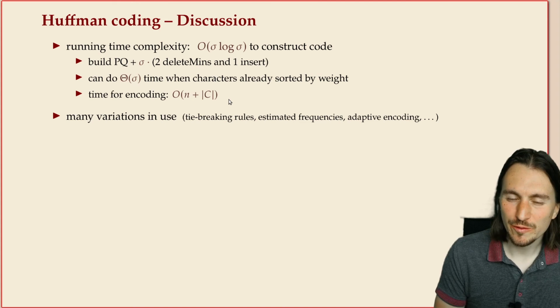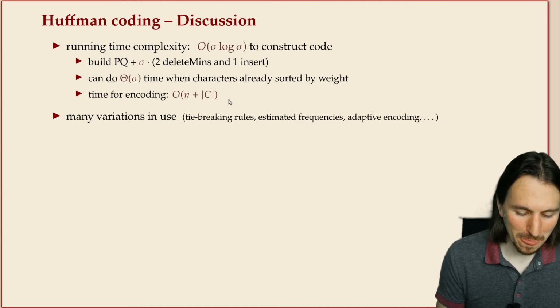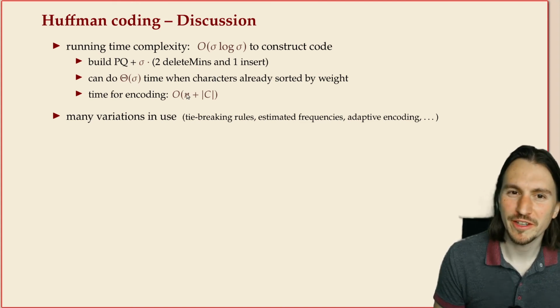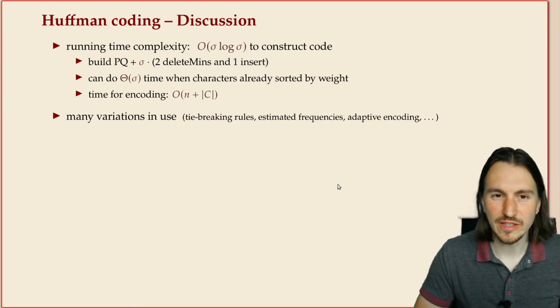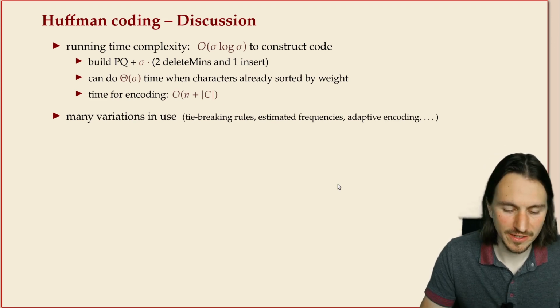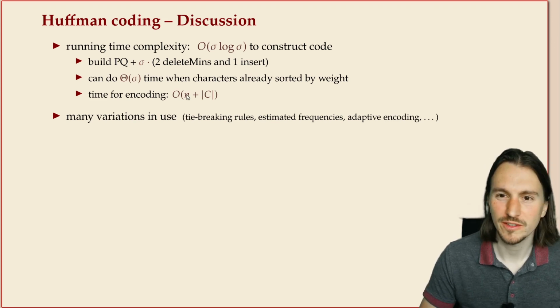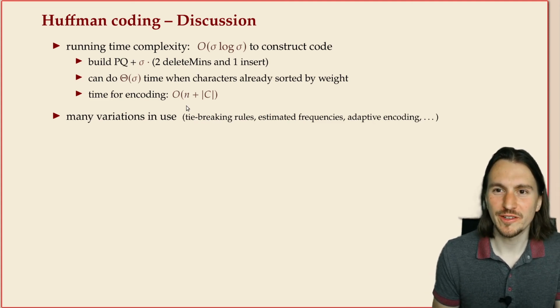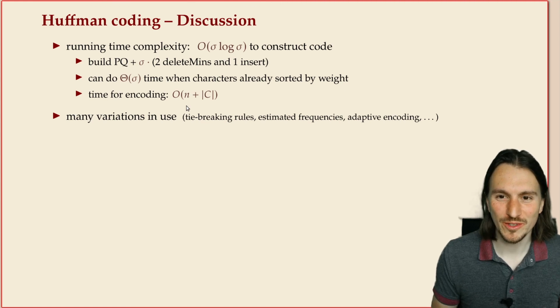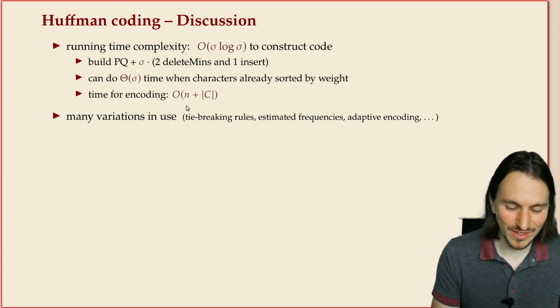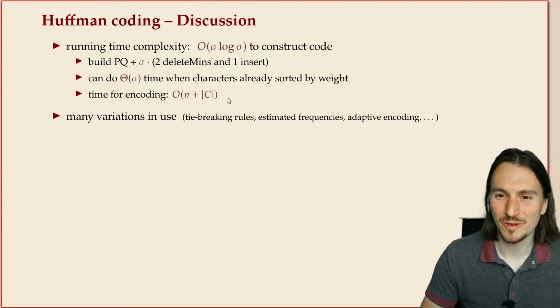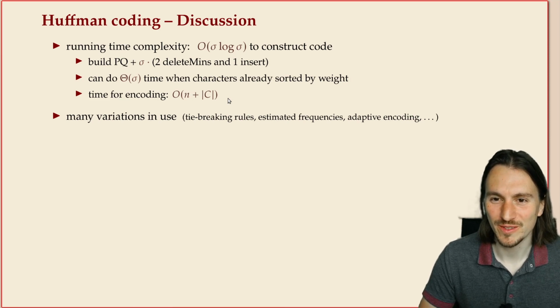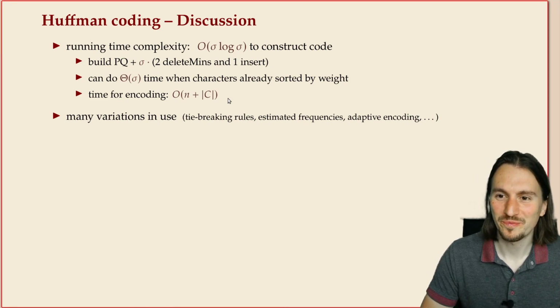The encoding itself is very fast. N is the number of characters in the source text, and C is the length of the code. I should be explicit. So you read every character in the source text, obviously, but you also have to write the output. So this is the best you can hope for. There's no way to beat this apart from constant factors.